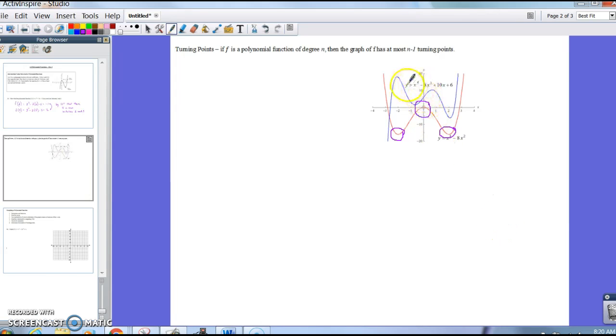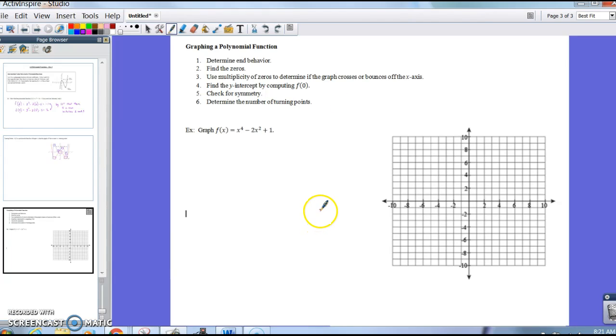If you look at the blue one, this is a 5th degree polynomial, so that means it would have at most 4 turning points, which it does: 1, 2, 3, and 4. And the reason that's important is that it will help us when we're creating our graph and when we're sketching our graph out. Okay, so let's go ahead and try an example. The example we have here is graphing x to the 4th minus 2x squared plus 1. And I basically gave you a list of things that you need to make sure you look for, or steps that you have to go through when you are graphing.